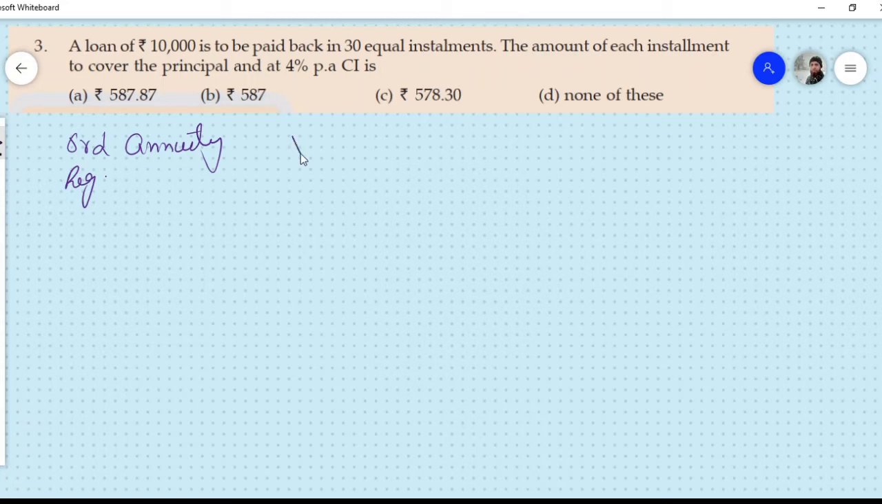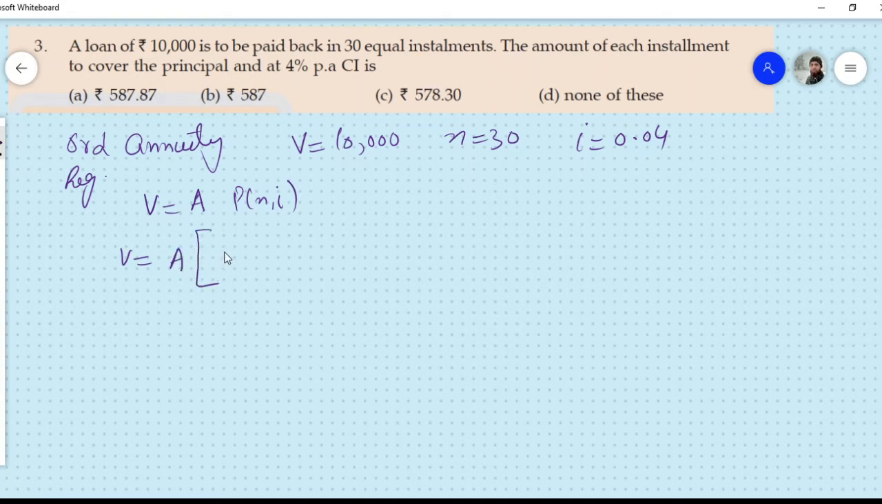Number second, the present value V is given by rupees 10,000, and then n, the number of periods, is 30 and I is 0.04. Since these are given and it is talking about an ordinary annuity, now we will look at the formula. V is equal to A into P of n, i, where they have usual meanings. So I can write it, present value is equal to A into 1 minus 1 plus I power minus n divided by I.